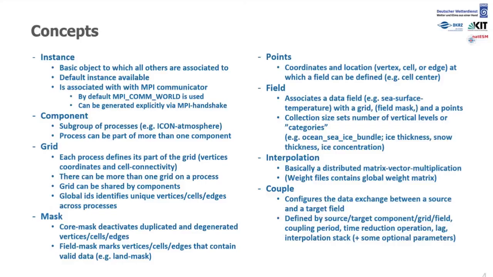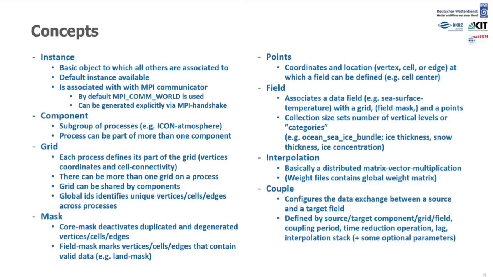Another application of the so-called collection size is if you have a number of categories that are sent using the same interpolation method. In the case of ICON, for example, there's the ocean sea ice bundle, which contains three 2D fields: the ice thickness, snow thickness, and ice concentration. And in this case, you would use a collection size of 3 and send them at once.